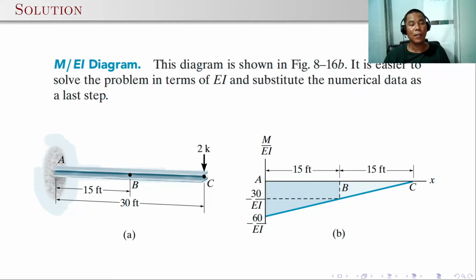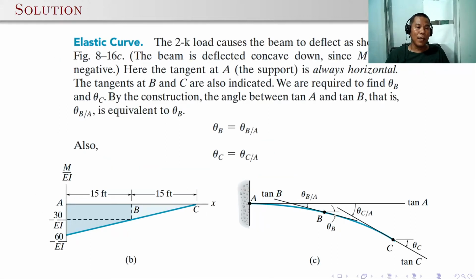At point B, since B is 15 feet from point A, which is half of the cantilever, M over EI at that point is simply equal to minus 30 over EI. For the elastic curve, since it's a cantilever loaded with a vertical load, the beam should bend downward. That is concave downward. So here the 2 kilonewton load causes the beam to deflect downward. Here the elastic curve is concave down.